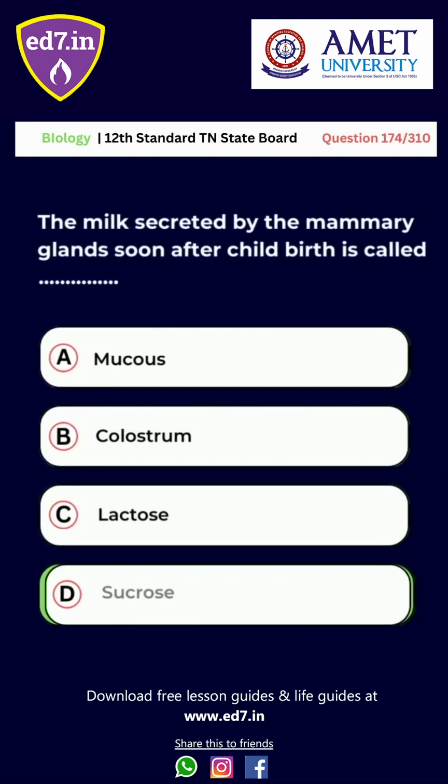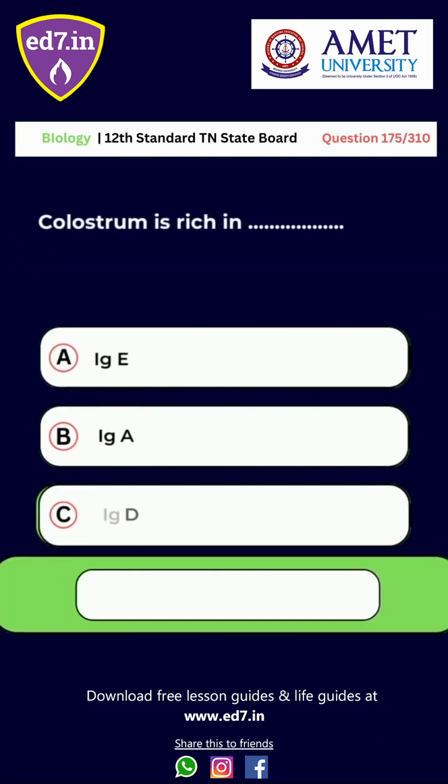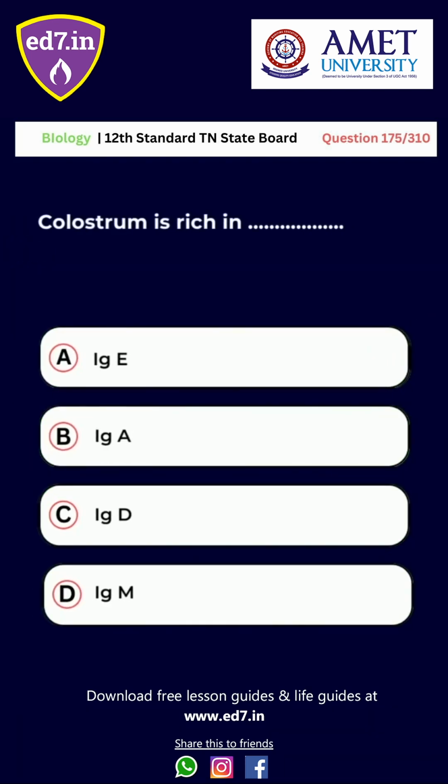Capacitation. Question number 174. The milk secreted by the mammary glands soon after childbirth is called A. Mucus. B. Colostrum. C. Lactose. D. Sucrose. And the right answer for this question is option B. Colostrum. Question number 175. Colostrum is rich in A. IgE. B. IgA.